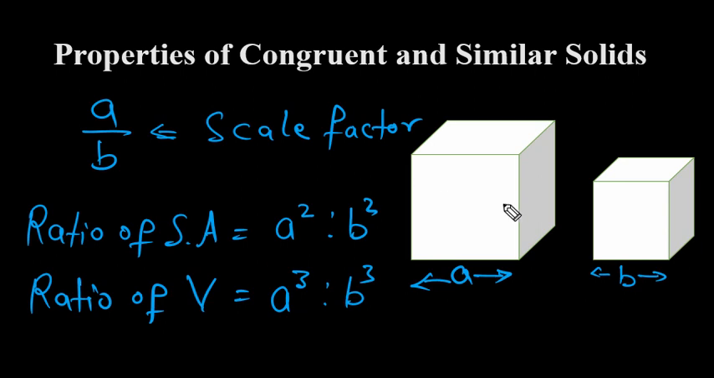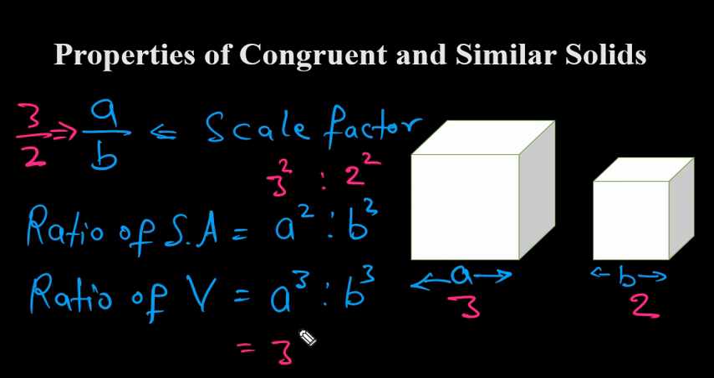Let's try to understand this example here. Let's say this is 3 and this is 2, so the side ratio is 3 to 2, so the scale factor is 3 over 2. What will be the surface area ratio? This will be 3 squared to 2 squared. And what will be the volume? 3 cubed to 2 cubed. So that will give me 27 to 8 for volume, and here you can find 9 to 4.